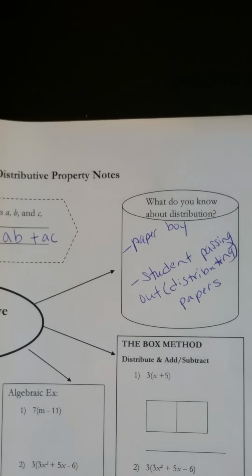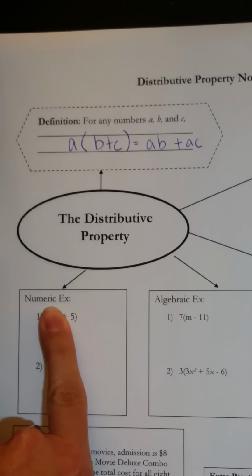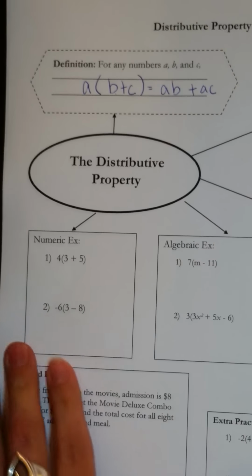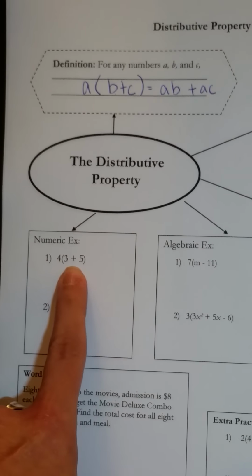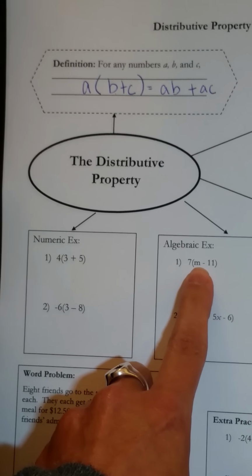Now there's going to be different ways that you can use your distributive property. We're going to talk about the numeric examples and then some algebraic examples. Now, numeric looks like the word number, so it's obviously dealing with only numbers. Algebraic is like algebra, so it's going to be dealing with variables.